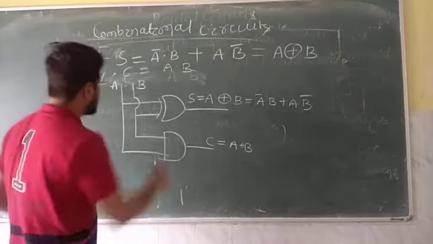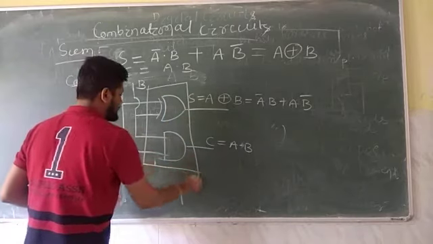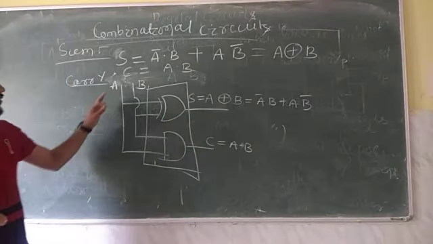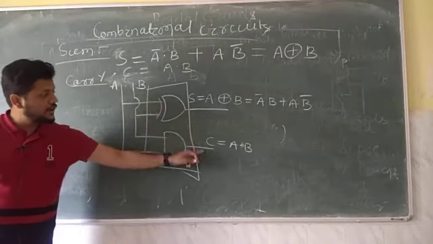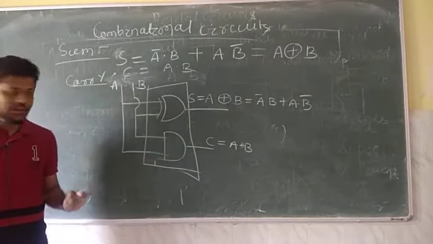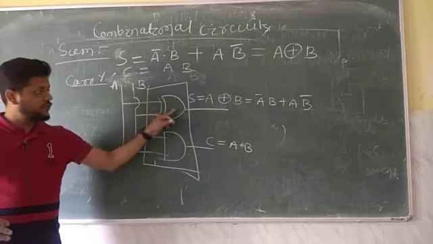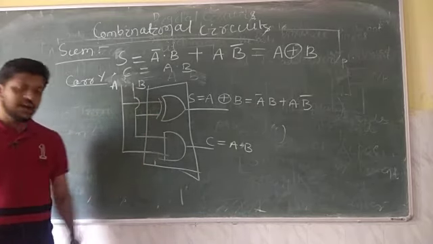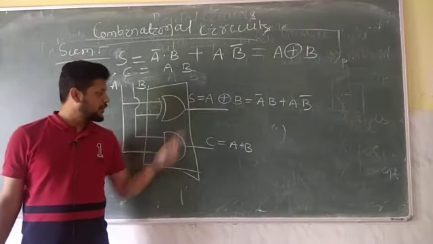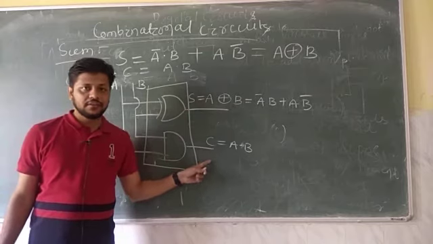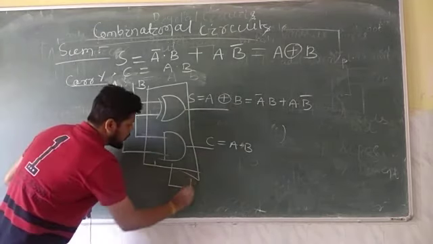So this is your black box, the box I have already explained to you. Now you can understand A, B are the inputs and S and C are the outputs. Inside the box we have combinational circuits. One is your XOR gate, another one is your AND gate. XOR gate performs the addition, that is your sum, and AND gate performs the carry operation. So this is basically your half adder.